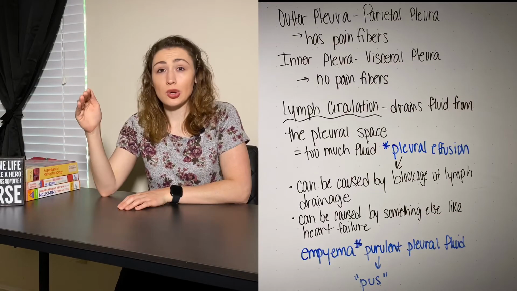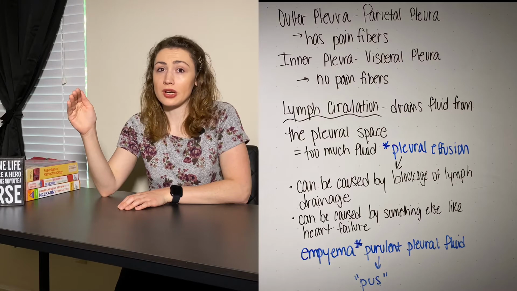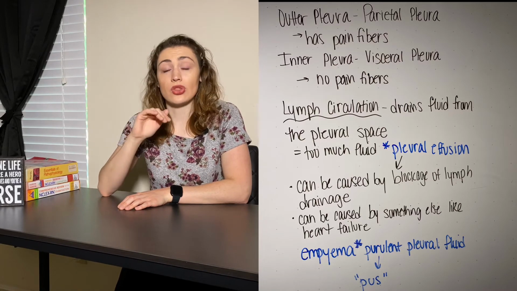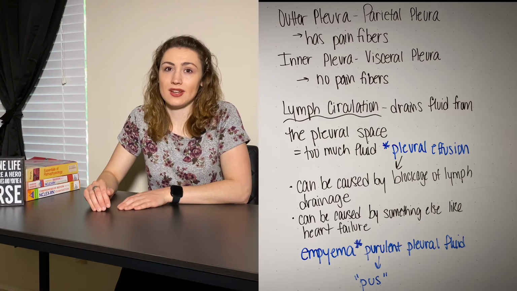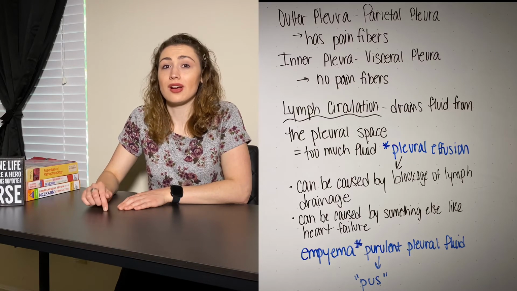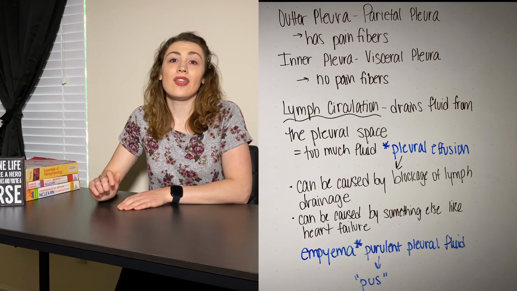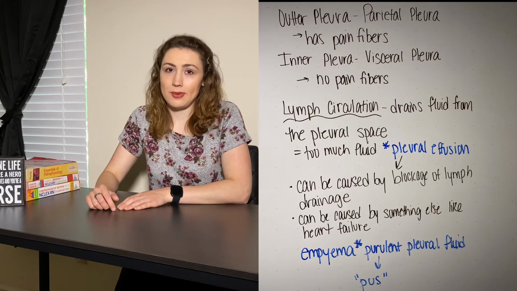Now I kind of alluded to it earlier, but the pleurae consist of an outer membrane and an inner membrane. The outer pleura is called the parietal pleura, and the inner pleura is called the visceral pleura. The parietal pleura has pain fibers in it. Inflammation of the parietal pleura causes pain during inhalation. The visceral pleura does not have any pain fibers in it.